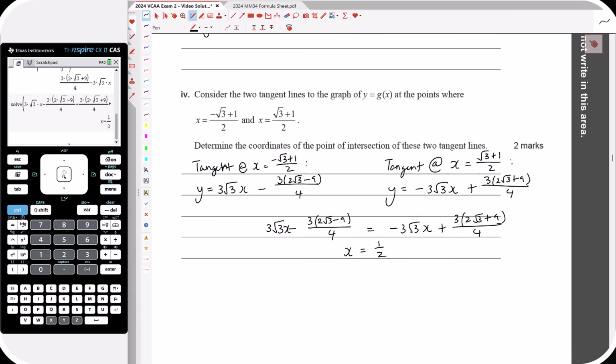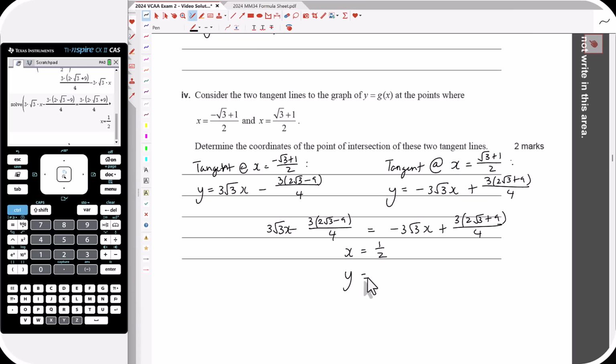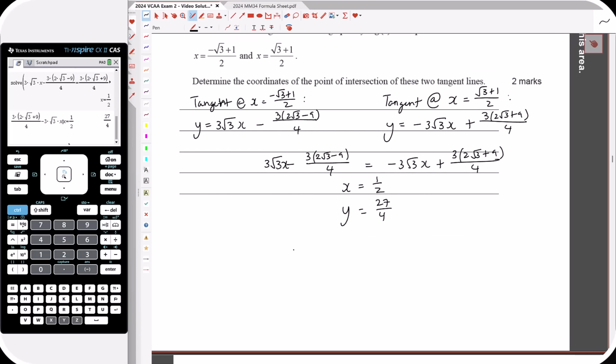And then obviously we need to substitute x equals a half into one of these tangent equations. So let's take that. Given that x equals a half, we get 27 on 4. And so therefore our answer is 27 on 4. So that's the point where those two tangents intersect.